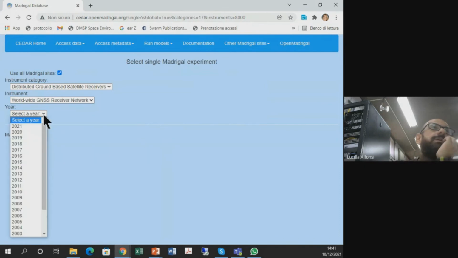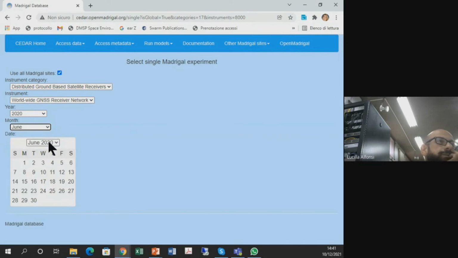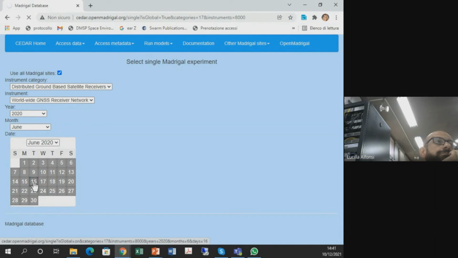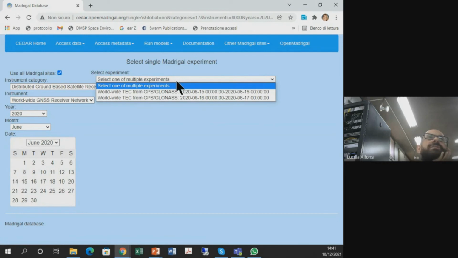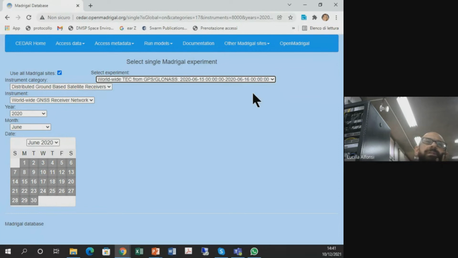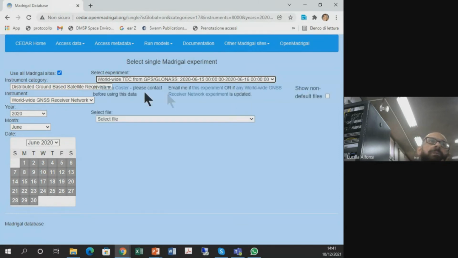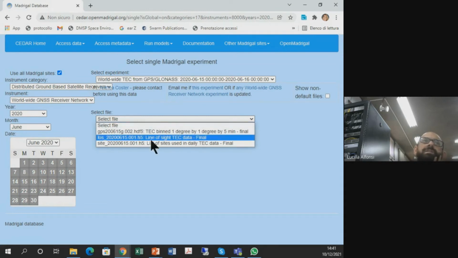So again, your name. Okay. So now we can select the year. 2020, waiting for a bit, the month, let's say June, and the day. So let's say 16. Then here we have these worldwide TEC maps for 16 or 17. Let's say 16 again. And then we can select the file. So we have different choices. This is the TEC data, the slant TEC data.